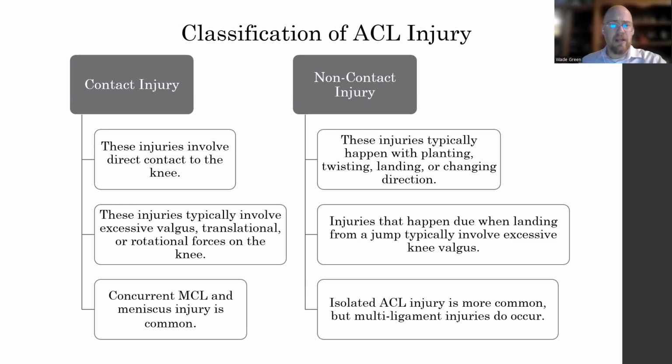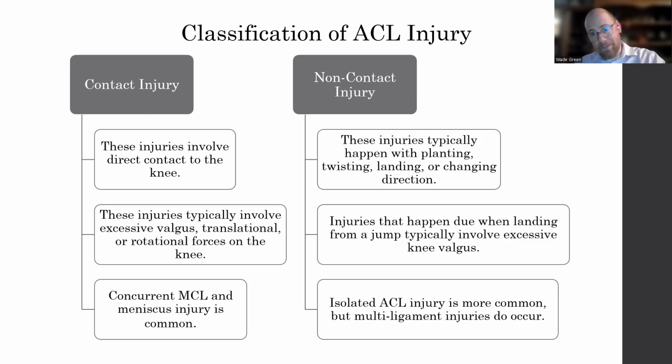So usually what happens is there is excessive force put through the knee at the time of contact. It can generally be in a valgus direction and or even a translational or rotational force, right? But because of the high velocity of that force, generally speaking, we will tear the ACL through that contact mechanism. And it's not uncommon with contact ACL injuries to also have concurrent injuries to the MCL, even the meniscus, and obviously more than one ligament.